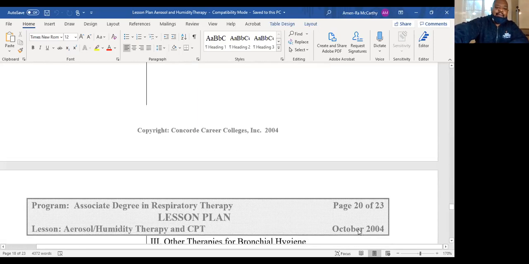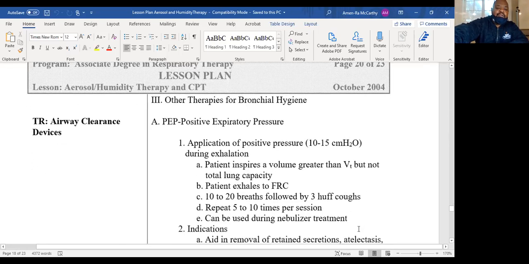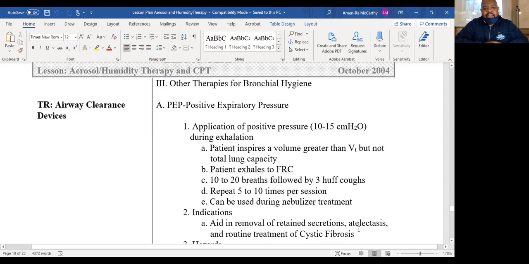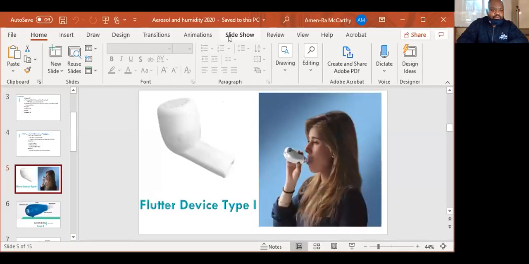All right, now at this time, I'm going to show you the PowerPoint that talks about these other therapies. Now we're going to get into the actual handheld things that the patient can use in order to facilitate a better cough and move those secretions, okay? So I'm going to do a new share for the actual PowerPoint of the devices. All right, slideshow.